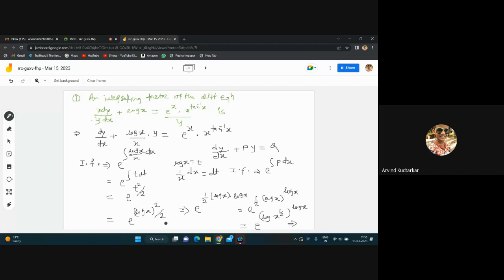Sometimes they may provide their options in the form of e raised to log of x whole square upon 2 or e raised to log of x raised to half whole raised to log x. Either this option or that option. One of the two options can be there to get the integrating factor. Right? Yes, you come to the next.